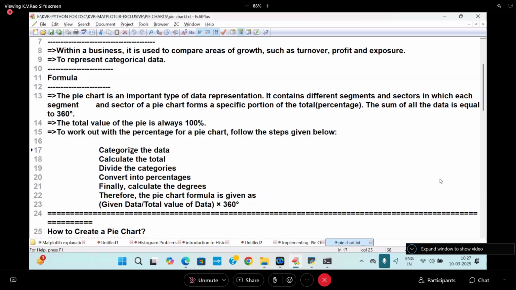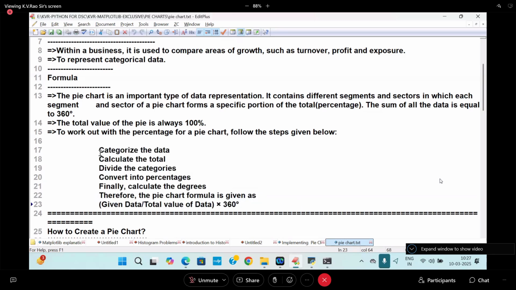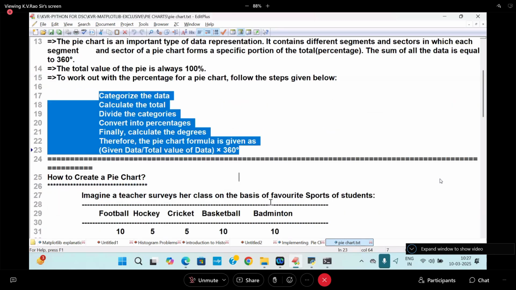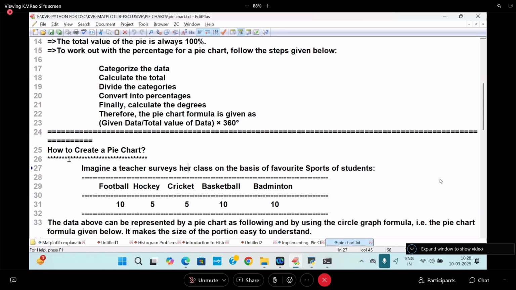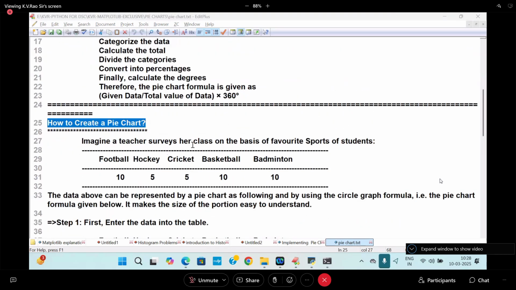First, what do we need to do? Categorize the data, calculate the total, divide the categories, convert into percentage. These are all called what? Something like a cock and bull story now. Don't worry, within 2 minutes you will understand. How to create a pie chart? Simply, you will understand it very perfectly.